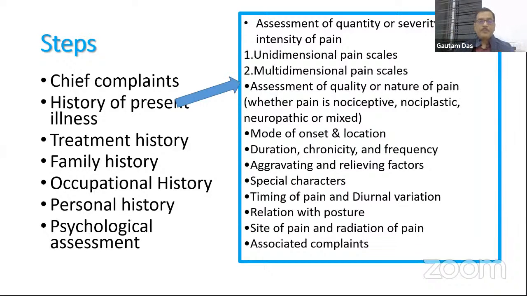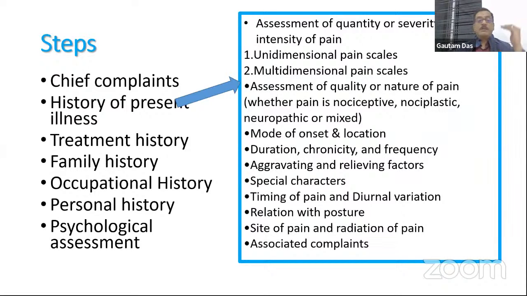Now come back to the general history. The first part of the general history is your chief complaint. Chief complaints will be just one or two, with the duration. Then comes the history of present illness. History of present illness is the most important. I'll be elaborating it maximally, and you must remember that the history of present illness gives the maximum clues.